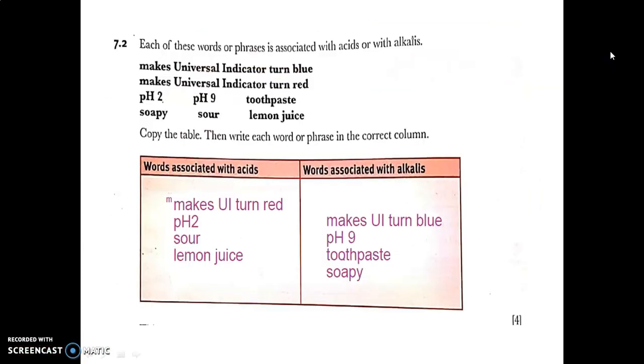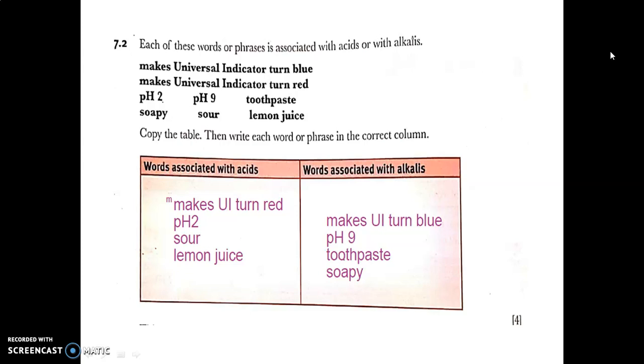Next, 7.2. There are some words or phrases written here and they are associated with acids or with alkalis. So, words associated with acids, if you look at the pH scale, again the use of universal indicator. An acid's universal indicator, which is also written as capital U and capital I, turns red. And which is the other word? It would be pH 2 because 2 is lesser than 7. Sour. All acids are sour in taste.